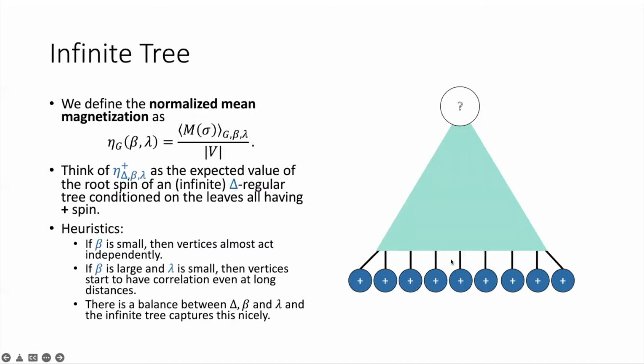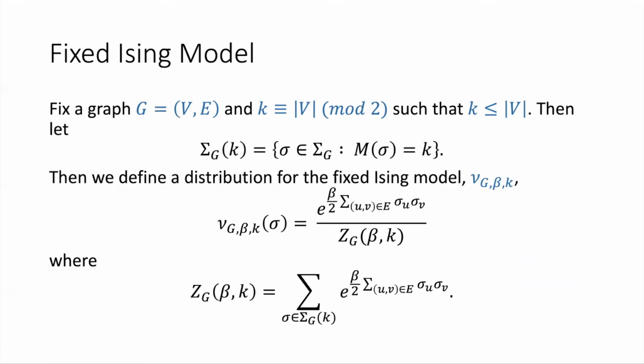However, if beta is really large and lambda doesn't ruin it, because we're still in the non-fixed regime, then you start to get really strong dependence. The probability of my neighbor not agreeing with me goes down as beta goes up. And indeed, there's this long range correlation: not only are you influencing your neighbor, but your neighbor's neighbor, and your neighbor's neighbor's neighbor.